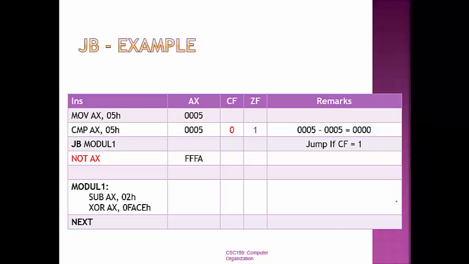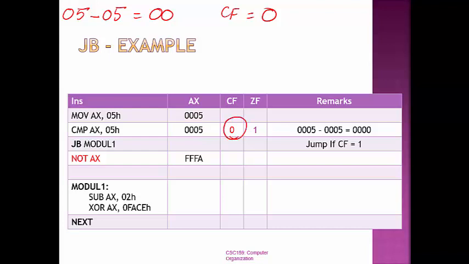So this is an example. If the jump below instruction does not meet the condition: move AX equal to 05, AX equal to 0005, compare AX 05, AX equal to 0005. The comparison instruction will perform the sub instruction 05 minus 05, you will get 0. So the carry flag equal to 0. Jump below will jump to the target location if the carry flag equal to 1. Since the carry flag equal to 0, it will not jump. So what does it do? It will execute the not AX.